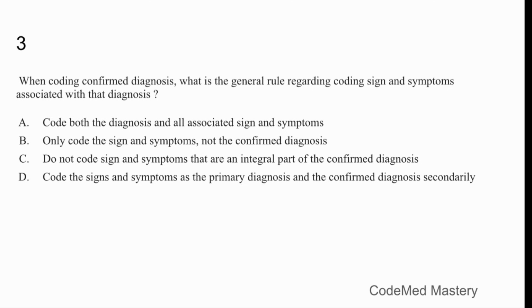The right answer is option C. Do not code signs and symptoms that are an integral part of the confirmed diagnosis. This is one of the foundational ICD coding principles. For example, patient presents with pneumonia with cough and fever. You'll only code for pneumonia because cough and fever are integral. They are the symptoms. So, we'll only code the confirmed diagnosis, not signs and symptoms.